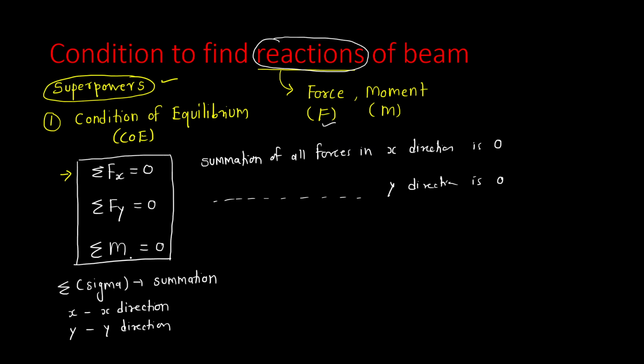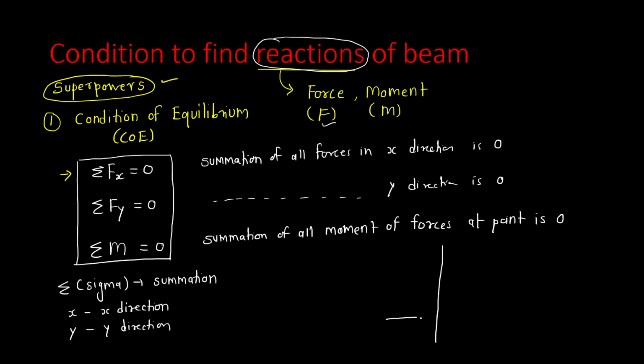Now the third condition is tricky. It is nothing but the summation of all moments of forces at a point is 0. We'll be seeing what this is, but for now we should understand the three conditions. Now what is x direction and y direction? In our coordinate axis, this is the x direction and this is the y direction.